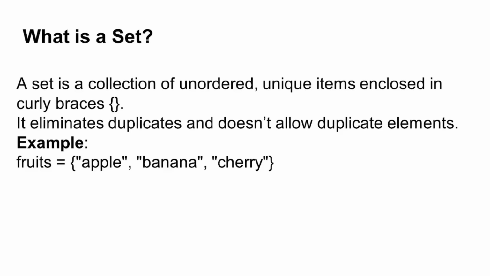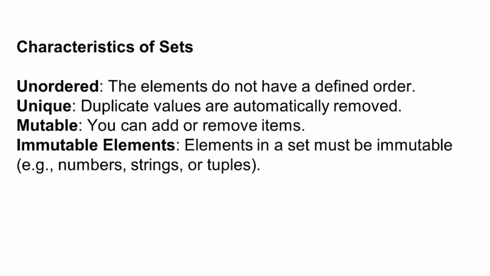What is a set? A set is a collection of unordered, unique items enclosed in curly braces. It eliminates duplicates and does not allow duplicate elements. Example: fruits = apple, banana, cherry. Unordered: elements do not have a defined order. Unique: duplicate values are automatically removed. Mutable: you can add or remove items. Immutable elements: elements in a set must be immutable. The set itself is mutable, but the elements in it are immutable.